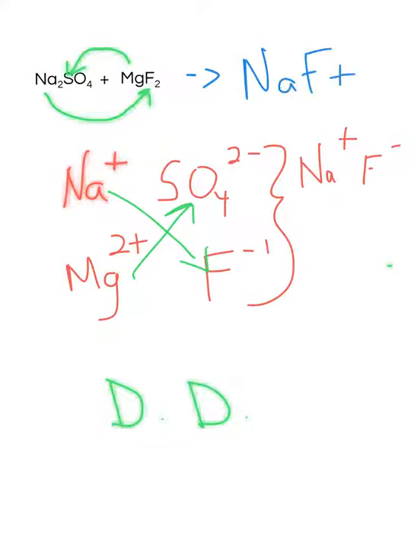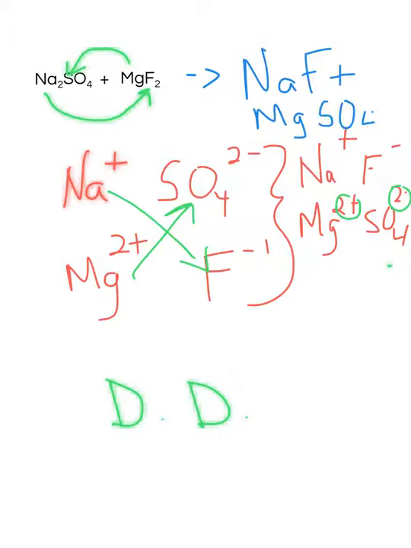And then I look at my second product, which is to have Mg2+ go with SO4 2-. And again, I see the 2 and the 2 are going to cancel out. And so the resulting product is going to be Mg. I'm going to write this down here. It's getting crowded. MgSO4, and I'm done.